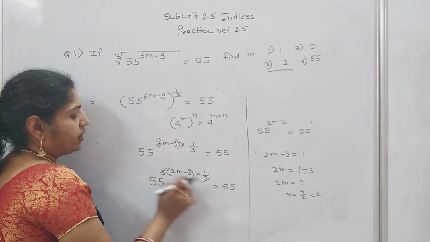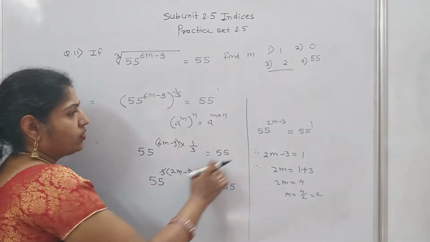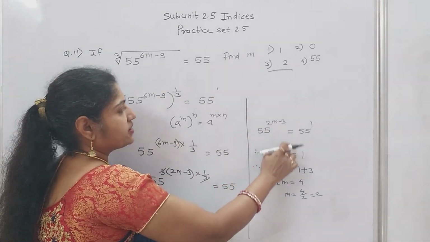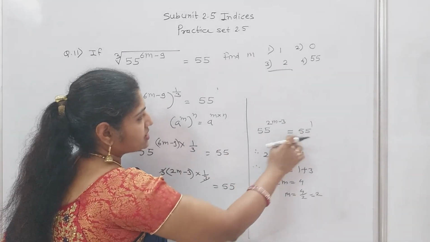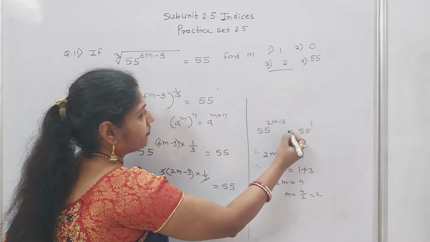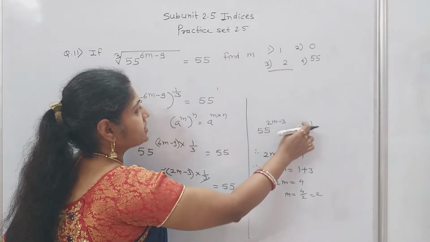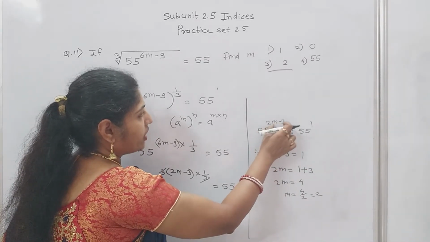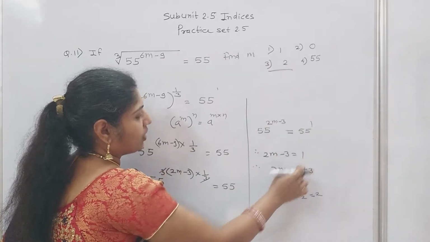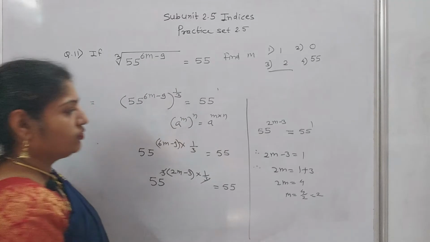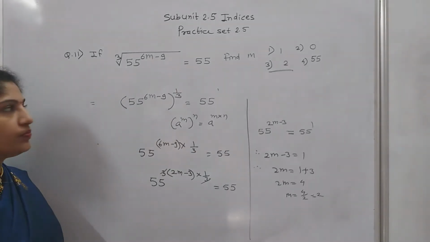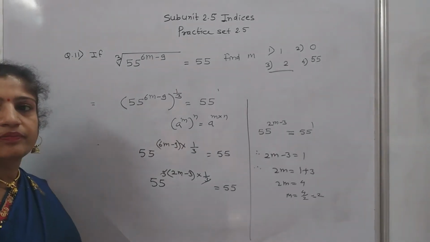3 numerator denominator cut. So, 55 raised to 2m minus 3 equal to 55. So, now bases are equal. In between there is the equal sign. So, indices are equal. So, 2m minus 3 equal to index 1. Minus 3 goes there, plus 3. 2m equal to 4. So, m equal to 2. Option number 3.